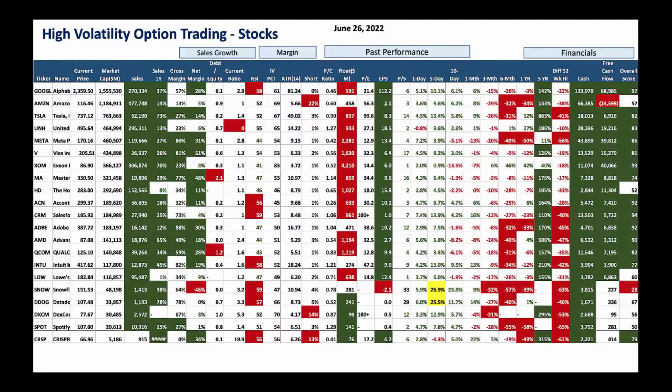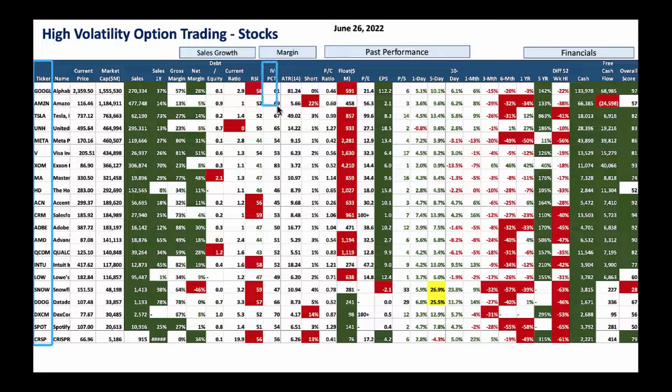All right, now let's look at high volatility stocks. I handpicked some of these stocks here. Look, we got Google all the way to CRISPR. These are all high volatility stocks. Look at the IV percentile here.